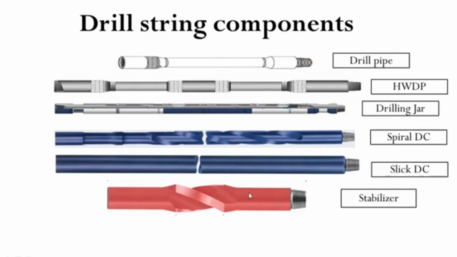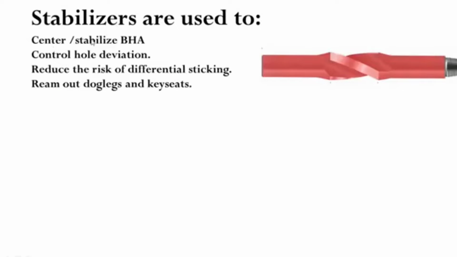Another component of drill string is the stabilizer. Stabilizers are used to center or stabilize the BHA and control the hole deviation. Stabilizers reduce the risk of differential sticking. Stabilizers can be used to remove dog legs and key seats. Now we will see some new terminology that we have already used, like key seat, differential sticking, and dogleg.